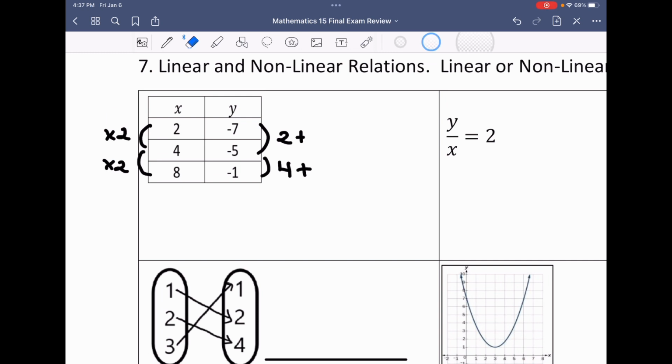Now, I guess we could consider this also if we really wanted to. We could consider this a +2 and then this is a +4. So if it is that, then yes, this would be linear. I think it is a fair approximation to say this is linear.